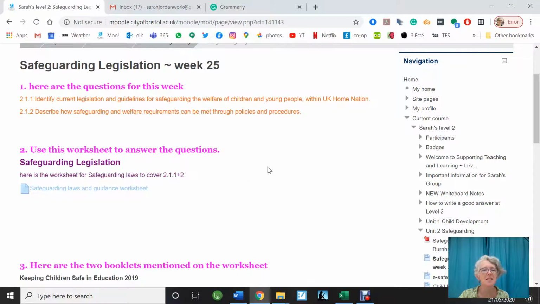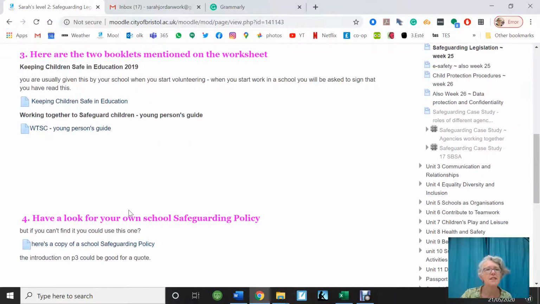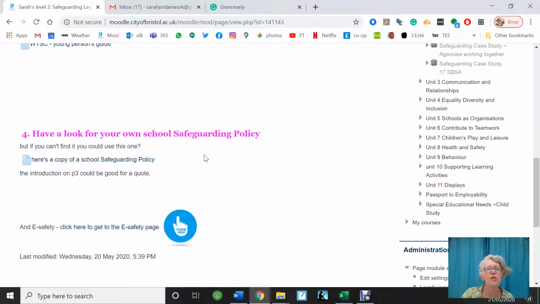Let's go back to Moodle and see what else is on here. So there's your worksheet. But here I've put some more things to help you. Here are the 2 booklets that I mentioned on that worksheet. Keeping Children Safe in Education, that's the one that you should read. And Working Together to Safeguard Children. I've actually given you a young person's guide to this because I think it's easier to understand. And then you could have a look for your own school safeguarding policy. But if you can't find it, you could use this one. And I've said page 3 could be good for a quote.